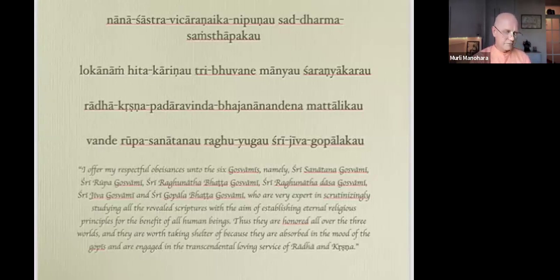And this is one of the verses, very relevant to our study of the Nectar of Devotion, because the six Goswamis studied the whole corpus of the Vedic literature, and they established bhakti from studying the Vedic literature, and they gave all proofs, as instructed by Lord Chaitanya Mahaprabhu.